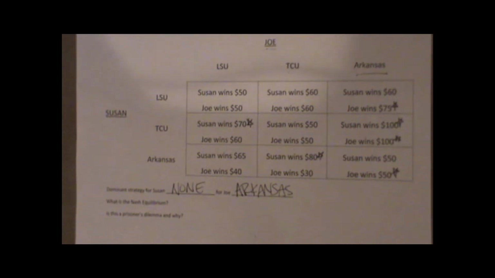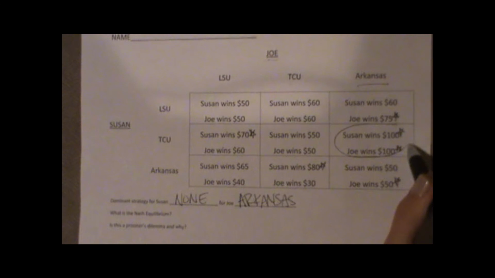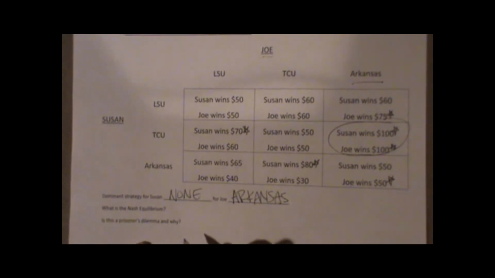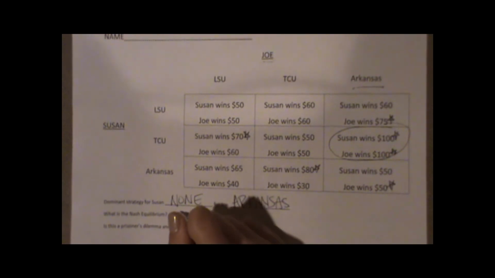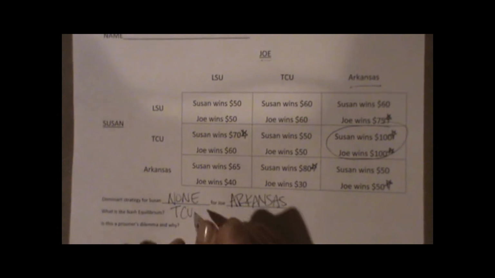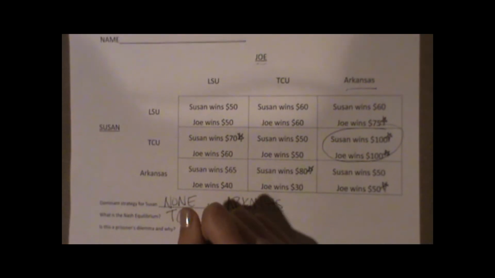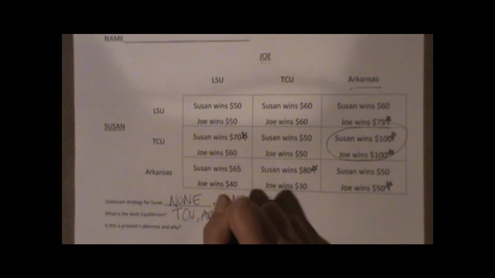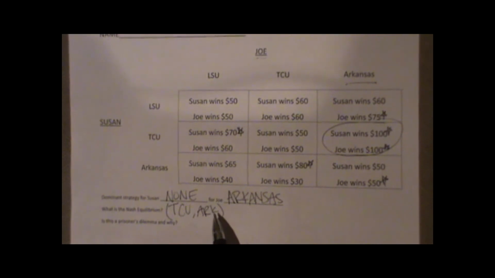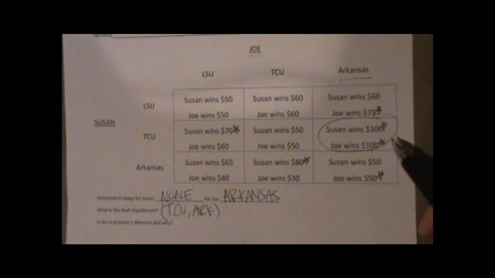Our Nash equilibrium, you can see the Nash is going to be the outcome that you end up where both players choose their best options. So we're going to end up here. You always list the player on this side's choice first. So Susan will pick TCU, Joe will pick Arkansas. So TCU, Arkansas is our Nash equilibrium. Both players win $100.